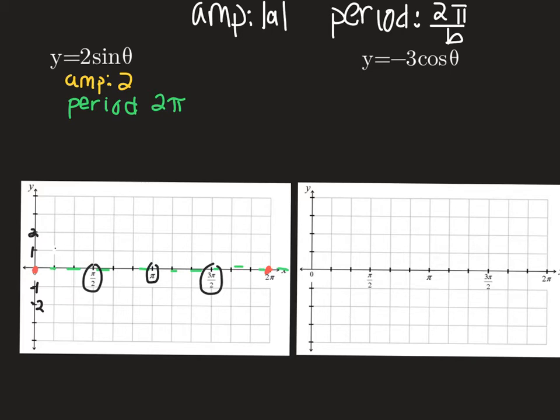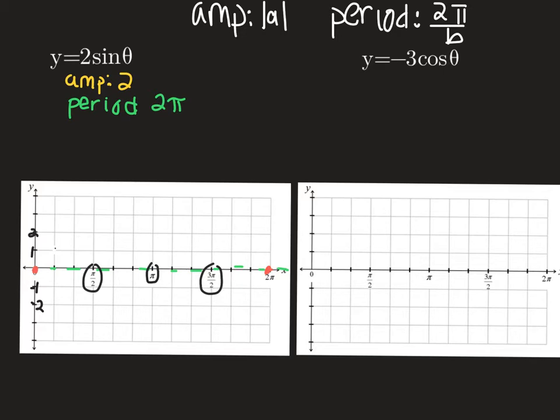The difference is my amplitude has changed. So what was 0, 1, 0, -1, 0 is now not going to be 1 and -1. It's going to be 2 and -2 because my amplitude has changed. So here's what that looks like.